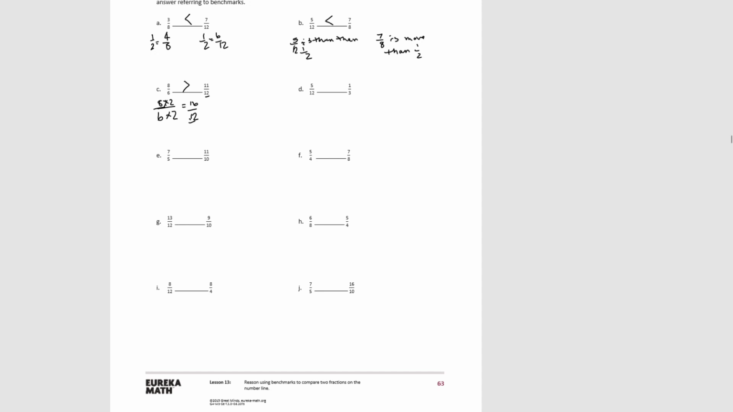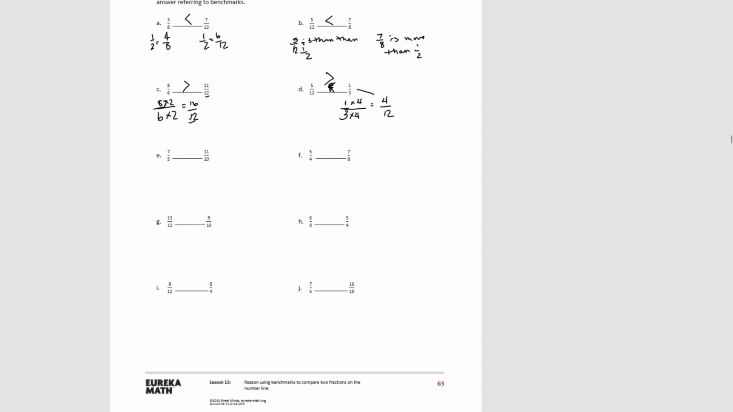Again, we see we have denominators that are factors of each other. So 3 is a factor of 12. So we could multiply 1/3 by 4 to get 12ths, and we'd have 4/12. And we compare 4/12 to 5/12. We see that 4/12 or 1/3 would be less. So 5/12 is greater than 1/3, which is equal to 4/12. Try E.